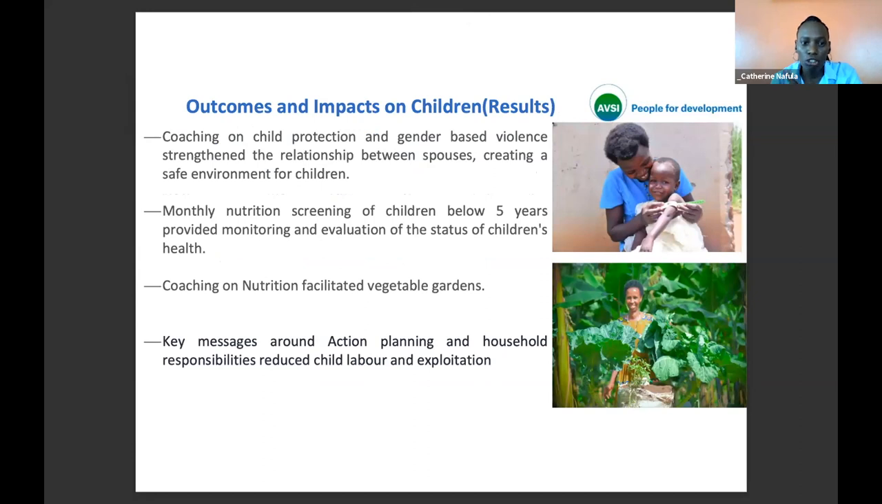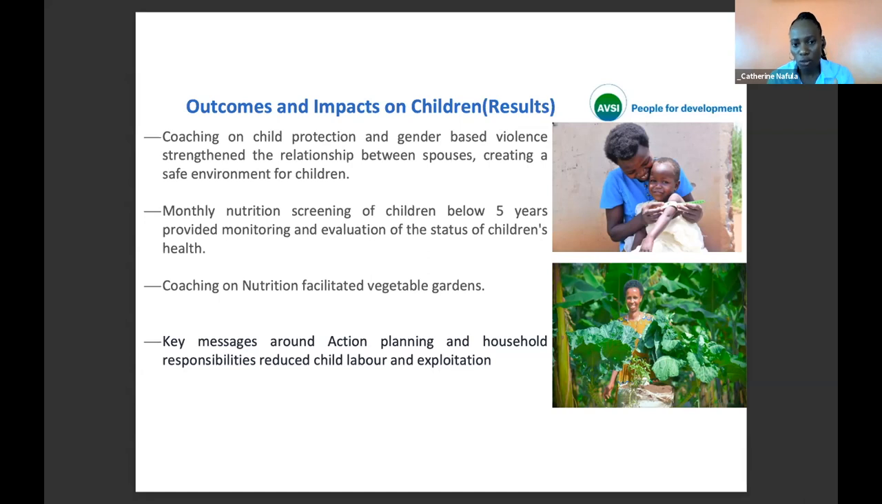Yes, another outcome: coaching on child protection and gender-based violence strengthened the relationship between the spouses, and this created a safe environment for the children. This session involves both the husband and the wife. They sit together and listen to the coaching messages, which are all around gender-based violence. So by doing that, you find that there is harmony in the family and the child can grow healthy because of the environment that has been made available to them.